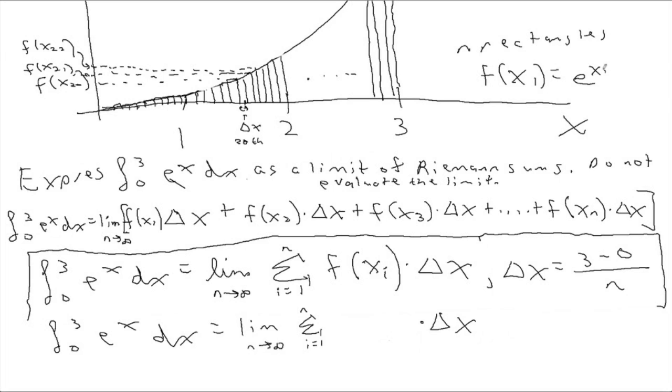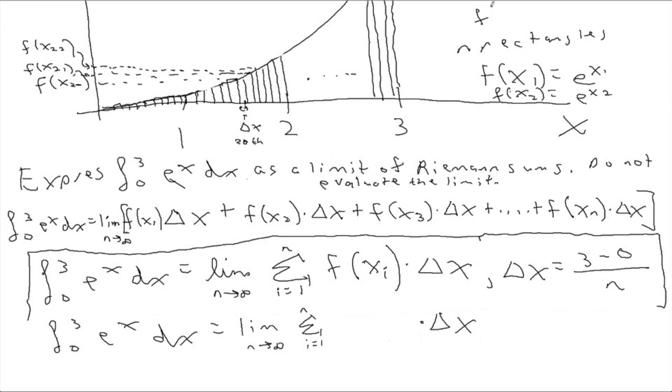You avoided the trap. You avoided the mistake. The trap would be to say this. I think that would be an easy mistake to make. We're not raising it to the first power. We're raising it to the first sample point. Good. So then what would be f of x2? E raised to x2. Excellent.